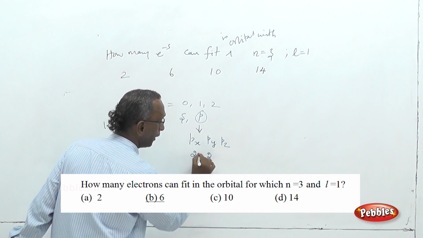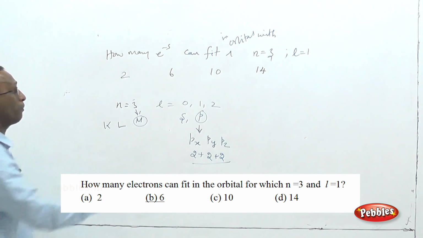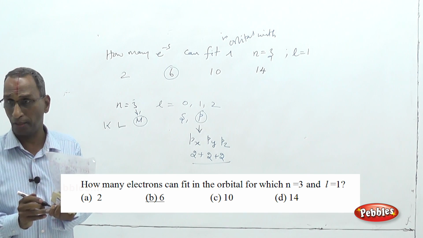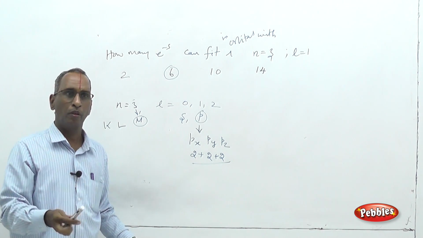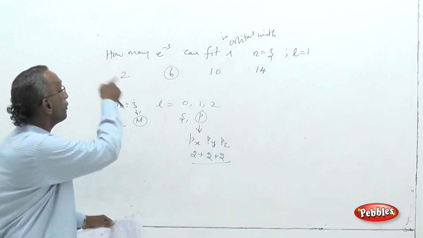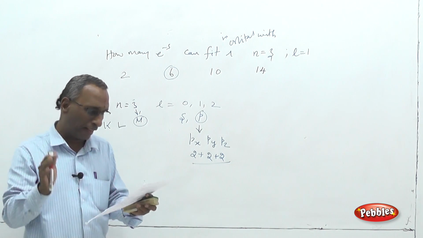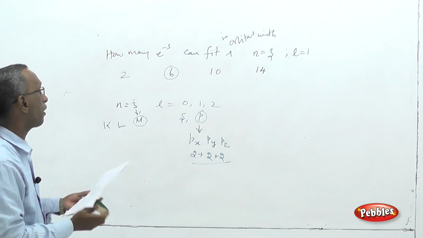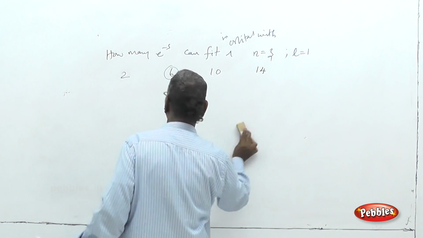Each orbital can accommodate 2 electrons. The total number of electrons accommodated is 6, which gives the correct answer. Whenever we work a sum in an erratic manner, we may end up with some answer, and that answer will also come into the picture. So we have to be careful about tackling this problem. For this question, choice B, 6 electrons is the answer.